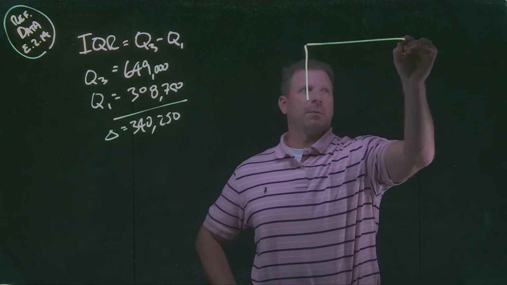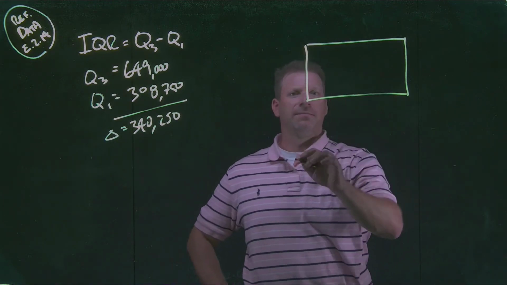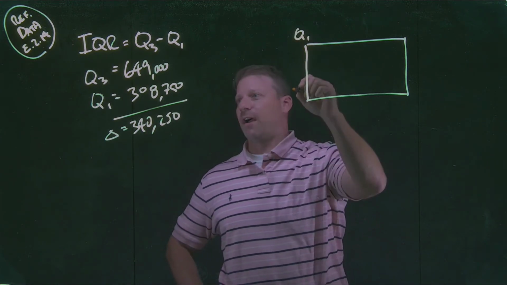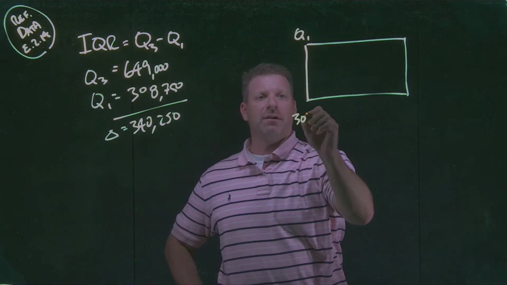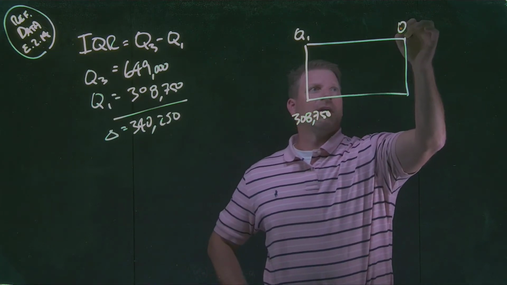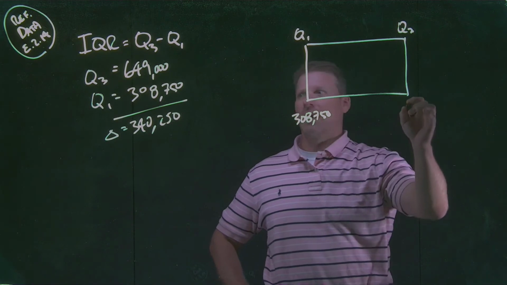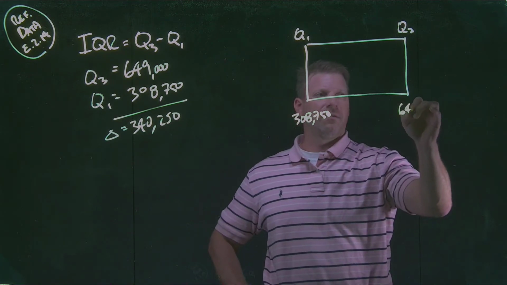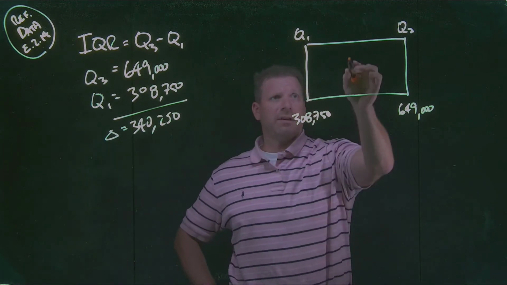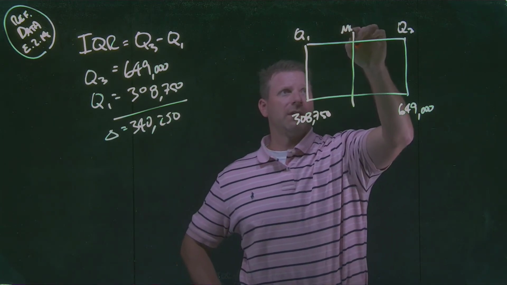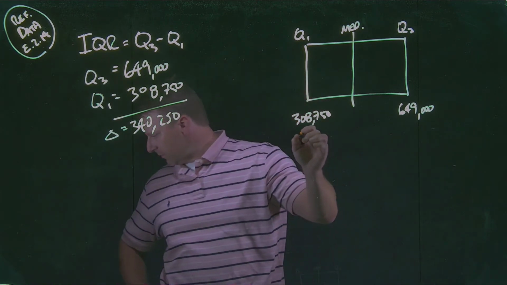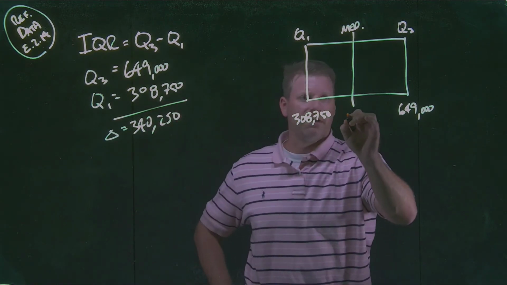So if we look at a box plot, which again I'm not a huge fan of, this would be our first quartile value at 308,750. Our third quartile value would be out here at 649,000 even. And then somewhere in here we can have our median. We can express our median as this line, this location right here. That was 488,800.